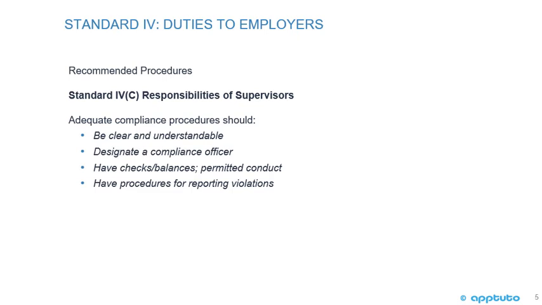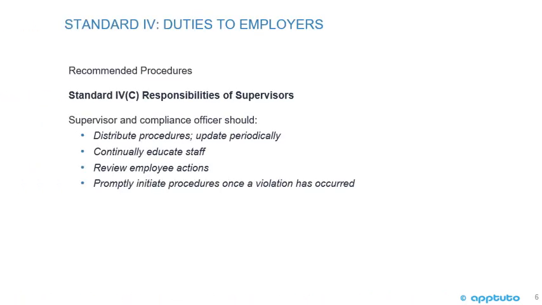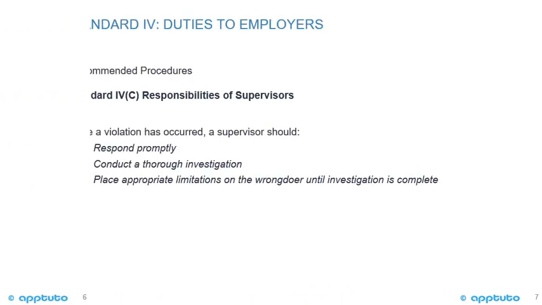Adequate compliance procedures should be clear and understandable, designate a compliance officer, have checks and balances with permitted conduct, and have procedures for reporting violations. Continuing with the recommended procedures, supervisor and compliance officer should distribute procedures and update them periodically, continually educate staff, review employee actions, and promptly initiate procedures once a violation has occurred.